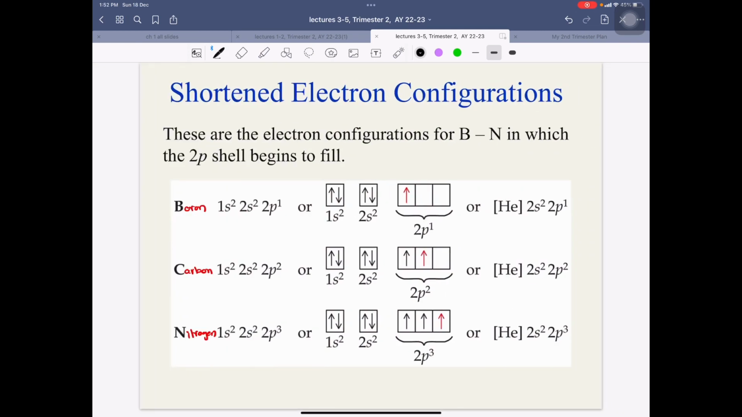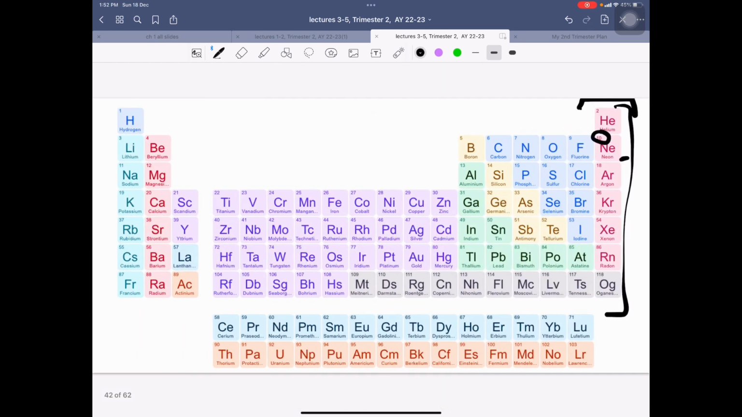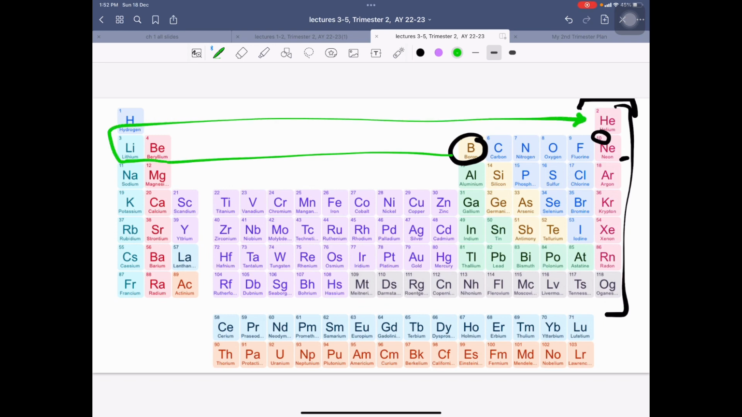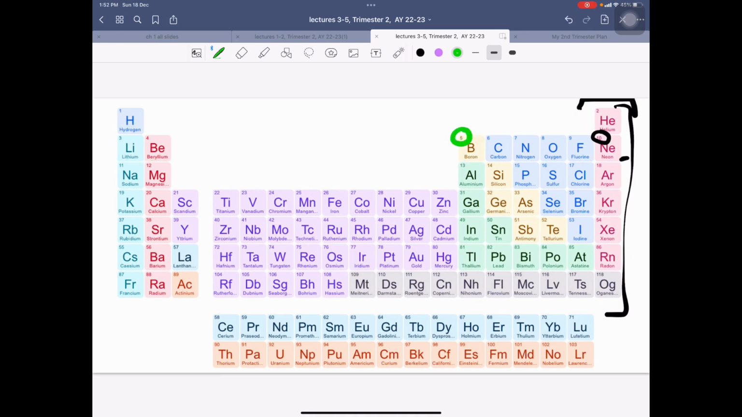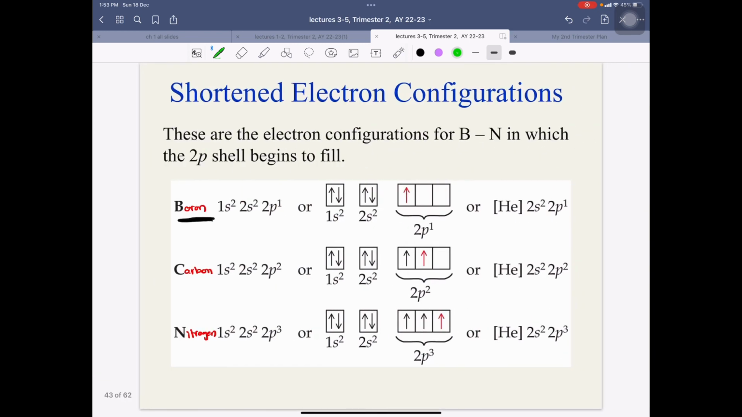For example, here I have boron. Where is boron? Boron is here, B. What's the noble gas directly before boron? Go back, go back, go up here. Helium. Helium is before boron. How many does helium have? 2. And boron has 5. Helium has 2 and boron has 5. So I only need 3 more. I'm going to write helium here and just complete the electron configuration. Okay?